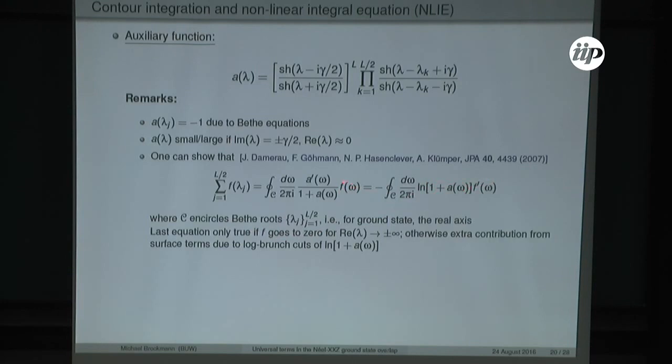The function f, for example, if it's a constant, then you get some extra contribution from the branch cuts of the logarithm of 1 plus A, which can be easily seen if you choose just f as a constant function, say 1. Then you get here L over 2, but here you would get 0. And this is wrong. And so it means that you have to take the surface terms into account.